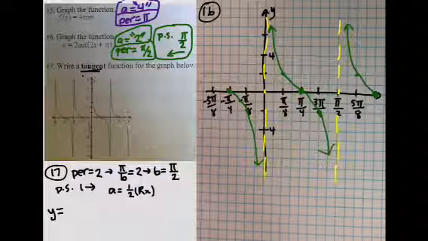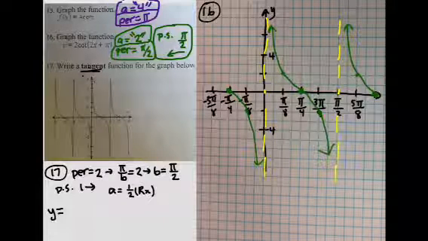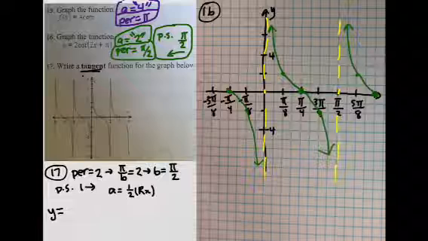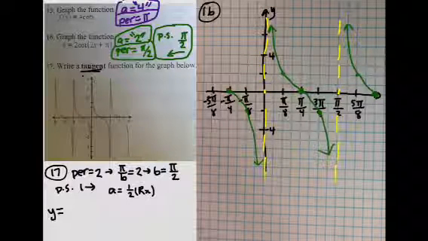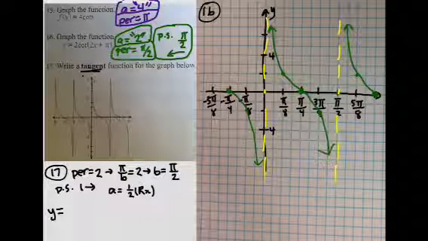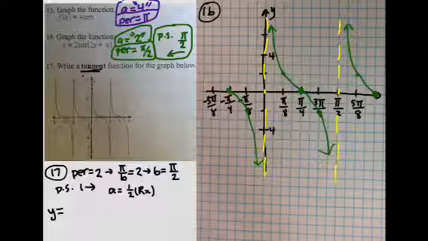For number 17, the period is 2 units. And how do I know that? Because that's the distance between the two asymptotes. Between any two asymptotes here. So then from there, I did pi over b equals 2, and so I solved for b, and I got b equals pi over 2. Phase shift, it moved one. You could say 1 to the left, 1 to the right. I just chose 1 to the right.